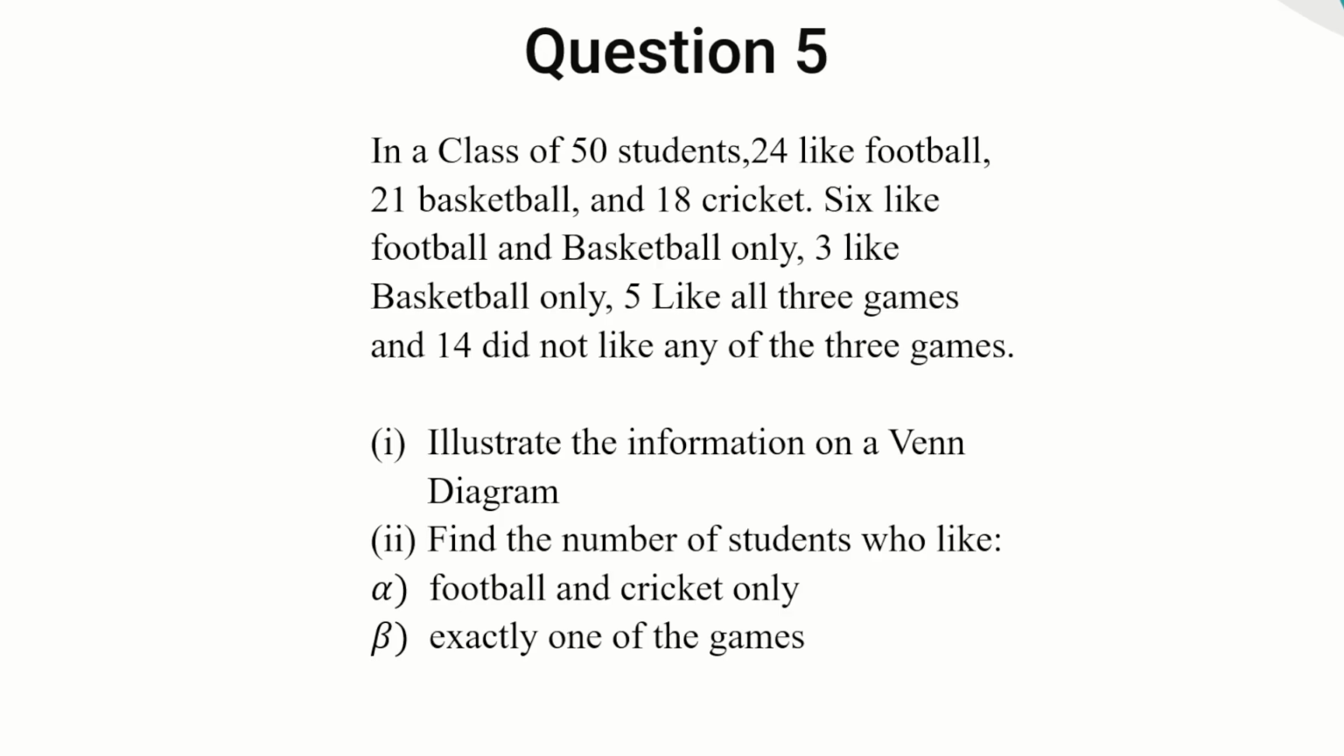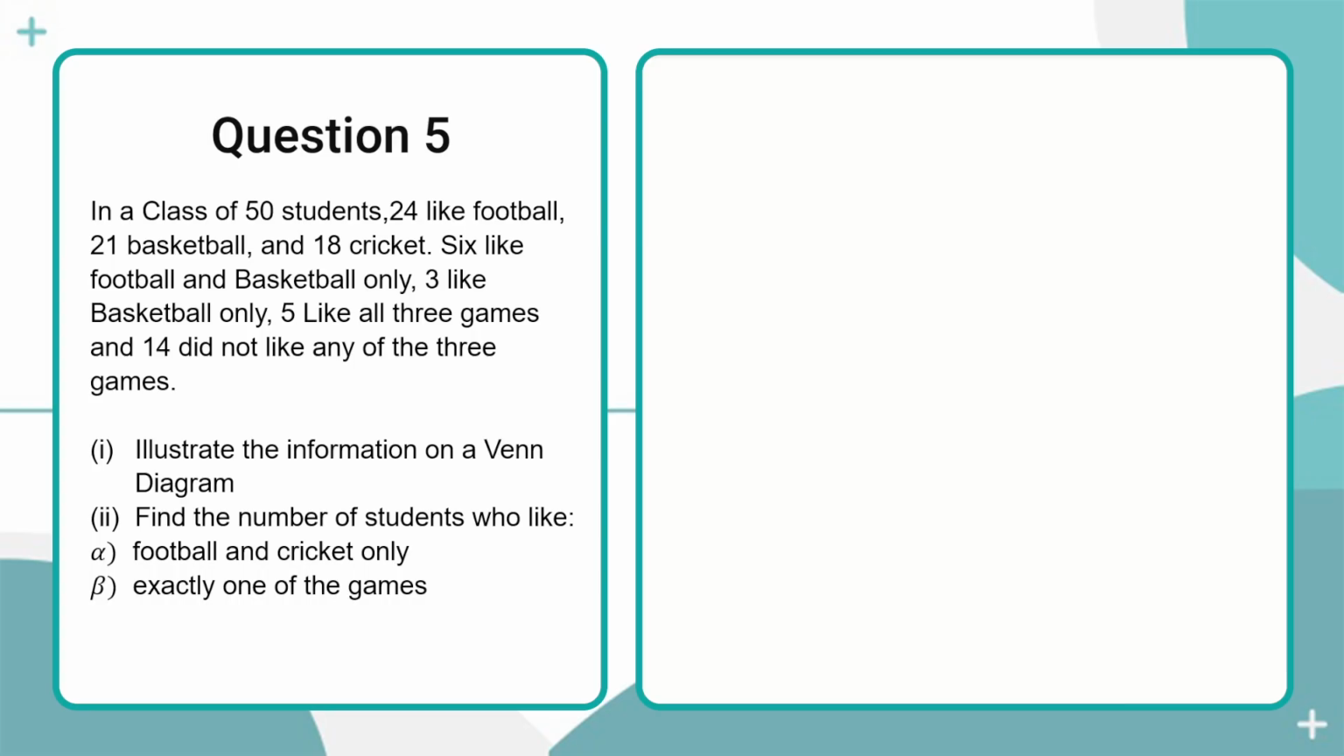Now, we have to illustrate the information on the Venn diagram, and then we have to find the number of students who like football and cricket only, and exactly one of the games. So now let's consider how we can solve this question. When you are given a question like this, you are supposed to write out the information in set notation form.